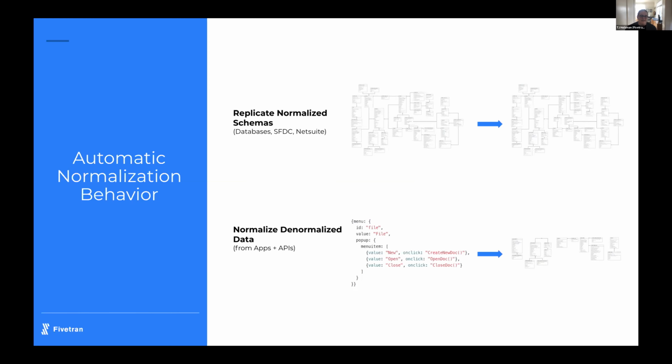For denormalized data sources, so this is most of our application connectors and then pretty much anything coming from an API, we automatically will create normalized schemas for that denormalized data. So if we get something like a JSON object, we are going to automatically create a table structure that represents what we see in that JSON object.